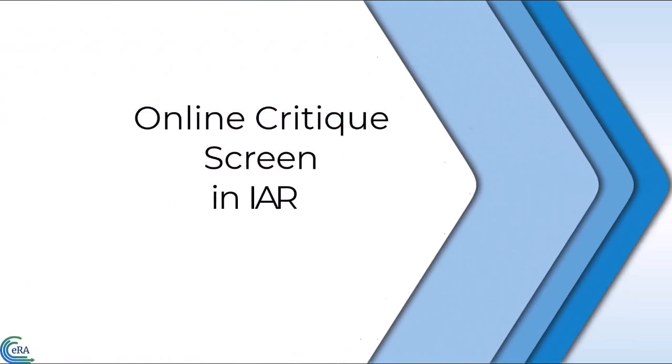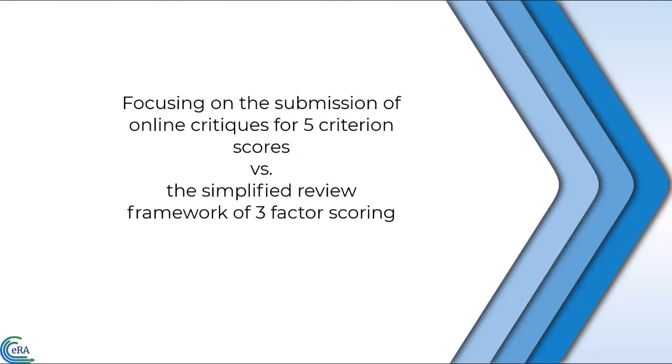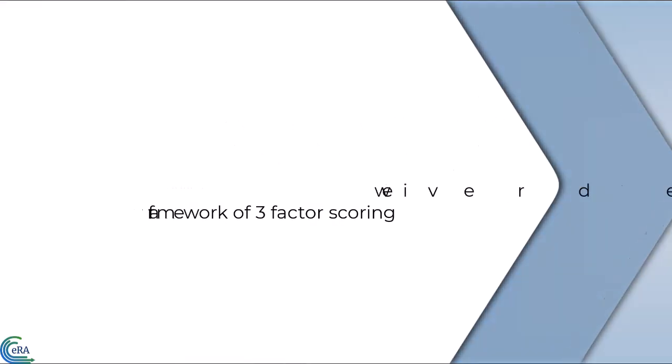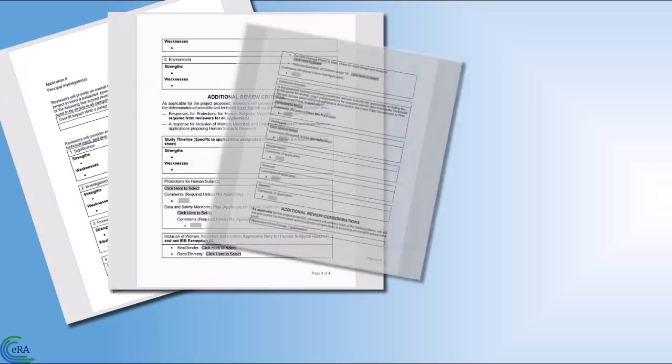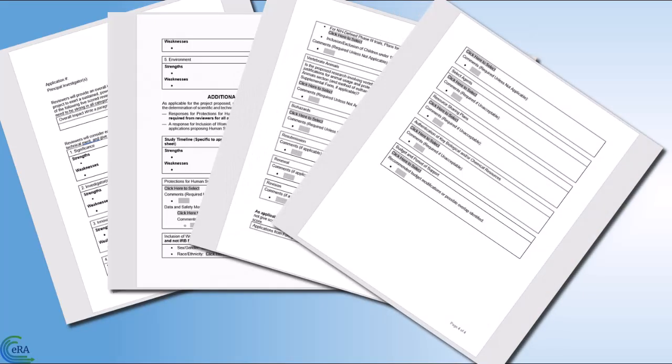Welcome to this video tutorial for the online critique screen in IAR. This tutorial focuses on the submission of an online critique that is in response to a funding opportunity using the 5 Criterion scores versus the simplified review framework of 3-factor scoring. The online critique screen provides reviewers the capability for entering their critique as well as scores online in IAR instead of uploading a Word critique template.